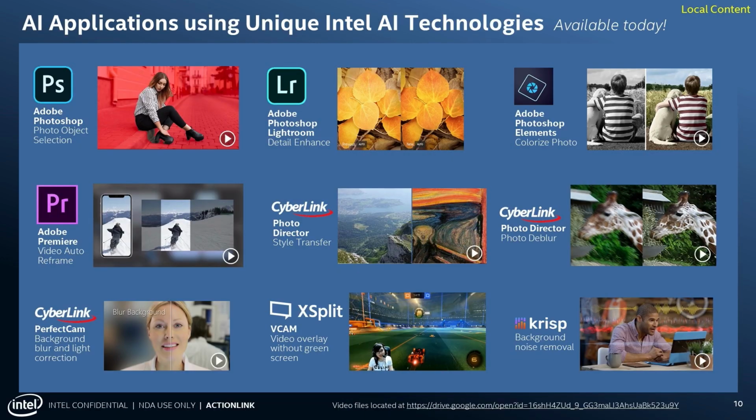All right, so what can you do with AI? Well, these applications are shown here, very popular applications, right? Adobe's the #1 content creation application. Adobe Photoshop's #1, followed by Premiere. Lightroom's in there. Actually, Lightroom might be 2, and then Premiere might be 3. Regardless, very popular applications using these AI capabilities. And these applications I have shown here are using specific, unique Intel AI technologies, whether it's the software or the hardware pieces I just talked about.